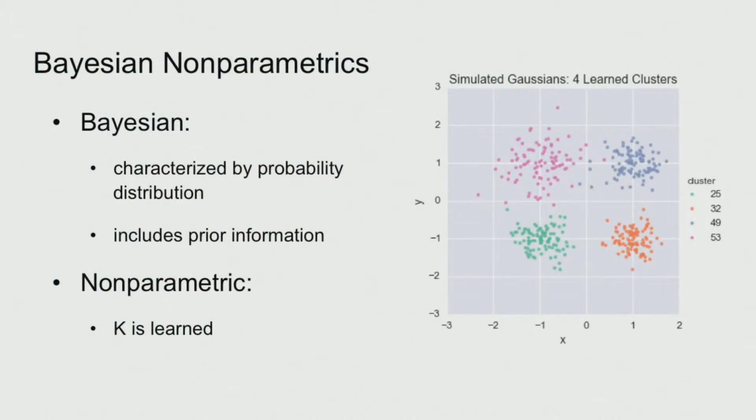Bayesian nonparametrics is one way to solve this problem by learning the number of clusters directly from the data. In the case of clustering, it is Bayesian because these clusters can be characterized by a probability distribution, and we can include prior information about the number of clusters and the characteristics of each cluster. And it is nonparametric because k is learned during the process of learning.